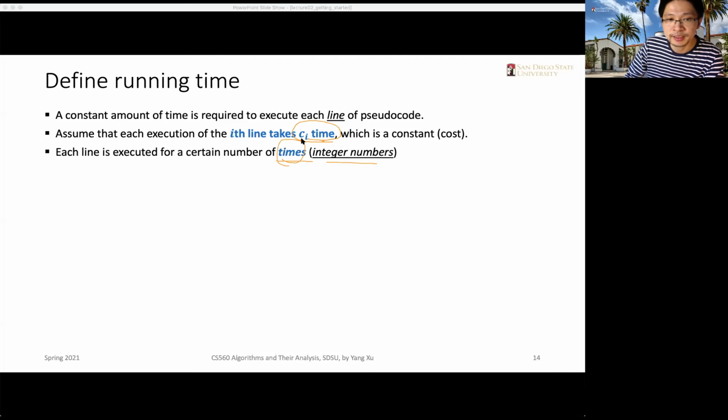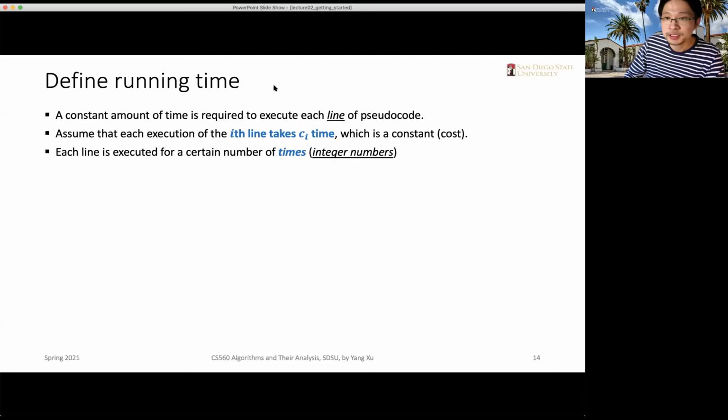So this c_i is the actual cost for one primitive operation. And the second quantity is a count of how many times each line is executed. So one is a constant and one is an integer number. These are things we need to consider separately.